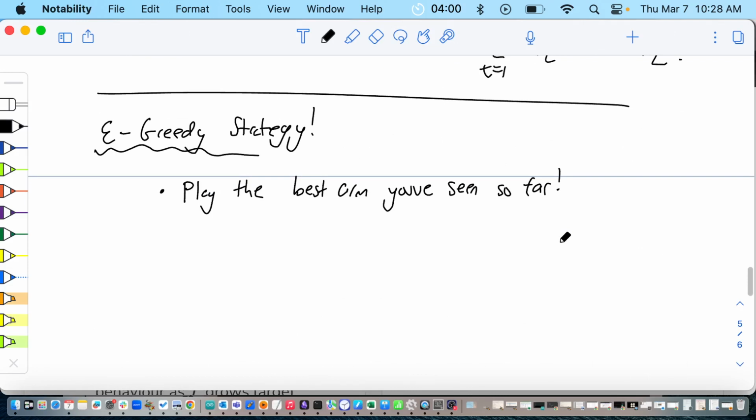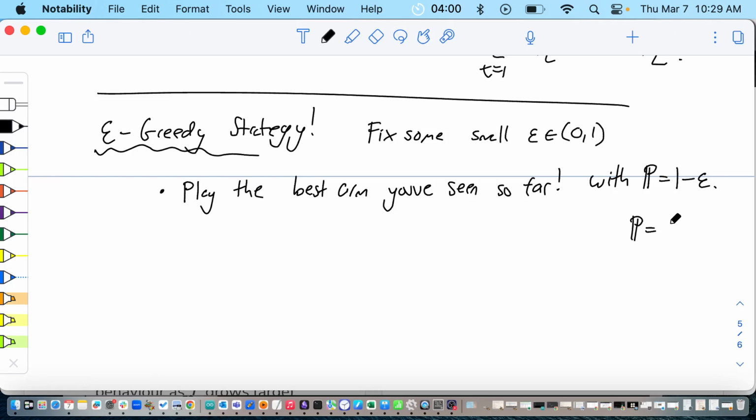So the epsilon greedy is we're not going to always do this. We're going to do this with probability 1 minus epsilon. Every time we play, instead of being purely greedy, we're going to flip a coin that has chance of heads 1 minus epsilon, and chance of tails epsilon, where epsilon is some small number. So we're going to fix some small epsilon in (0, 1). Most of the time, we're going to play the best arm we've seen so far. But on the off chance, we're going to do something that seems silly. With probability epsilon, we will play a random arm.